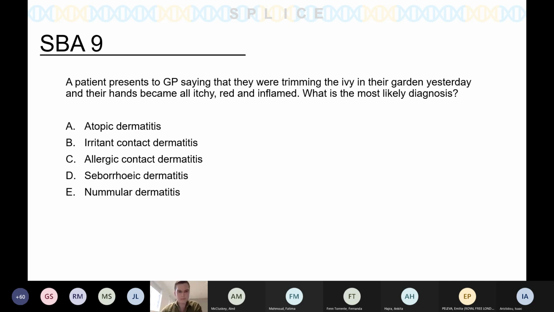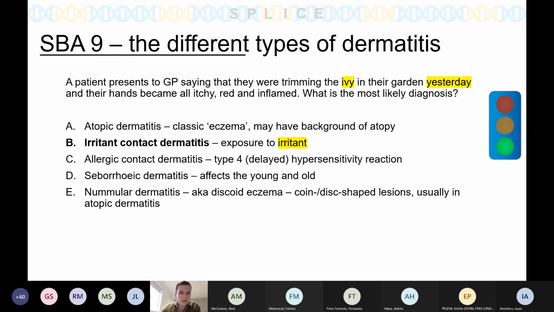I've got another SBA. And then if we can close there, please, Isaac. Let's see what we've got. Okay, nice. A split between irritant and allergic. So you've realised it's contact, maybe because they both say contact in the name and it's a bit of a bait question. It could go either way.